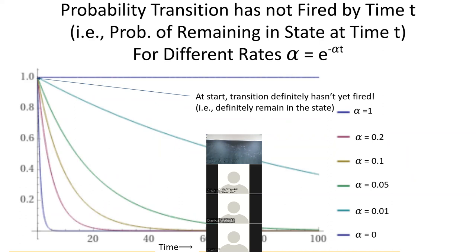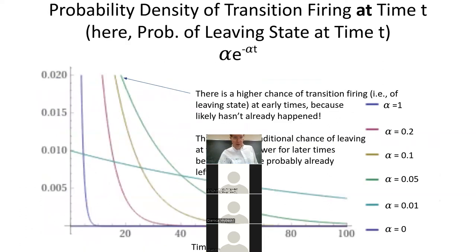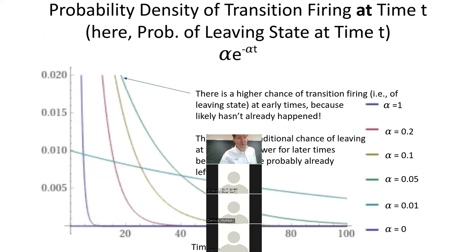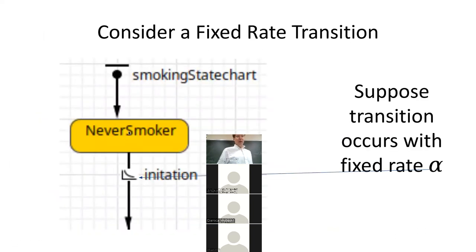So ladies and gentlemen, what I want to talk to you about is, no matter how long you've remained in this state, it's memoryless. It doesn't care if you have just come into it or if you've been there for 50 years already. If this is a fixed rate, that rate applies for your chance of leaving in the next year. If it's 0.05, this value is 0.05, no matter if you've been here, you're a newborn baby, you have, that's a scary thought, you have a chance of starting to smoke in the next year.